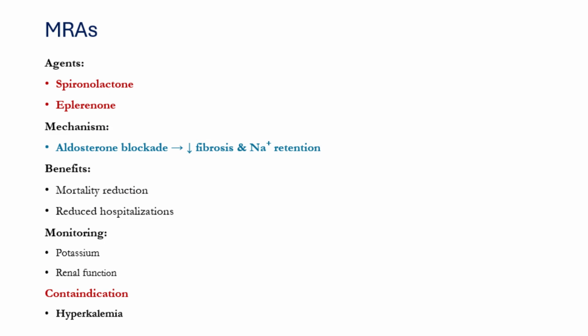Mineralocorticoid receptor antagonists, such as spironolactone and eplerenone, block aldosterone-mediated sodium retention and myocardial fibrosis. These agents significantly reduce mortality and heart failure hospitalization. However, careful monitoring of potassium levels and renal function is essential because hyperkalemia and worsening renal impairment are important risks.